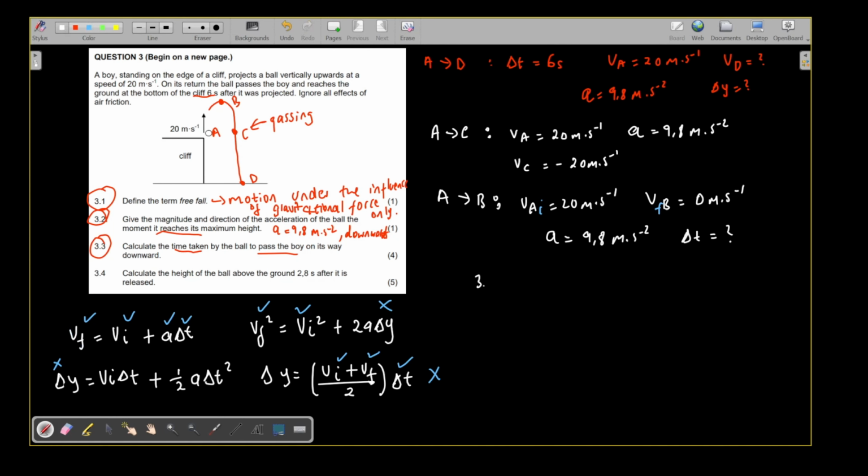So for 3.3 there, I'm gonna use VF is equal to VI plus a change in t, but I'm gonna choose upwards to be positive. I like choosing upwards to be positive. So now, the final velocity is what? 0. The initial is, because it's going up, it's gonna be 20. The acceleration is gonna be negative 9,8, and then I'm looking for change in t.